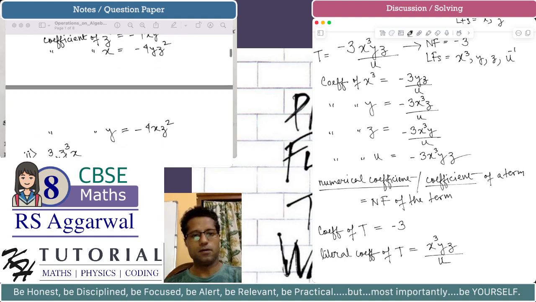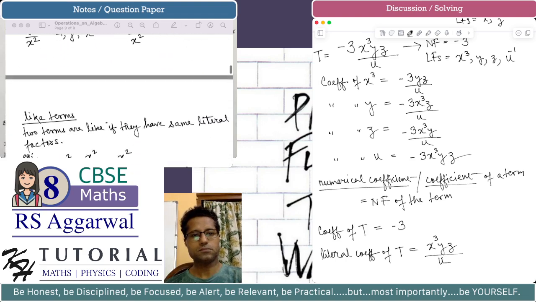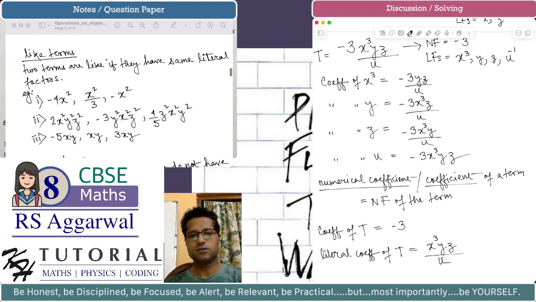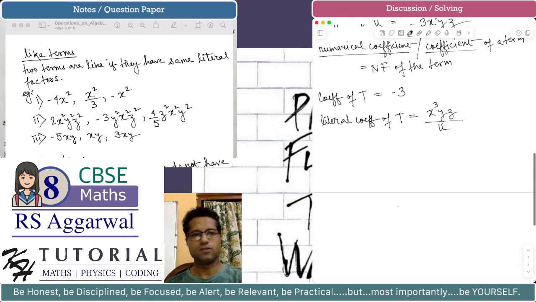Okay, now like terms and unlike terms. So what are like terms? Two terms are like if they have the same literal factors.